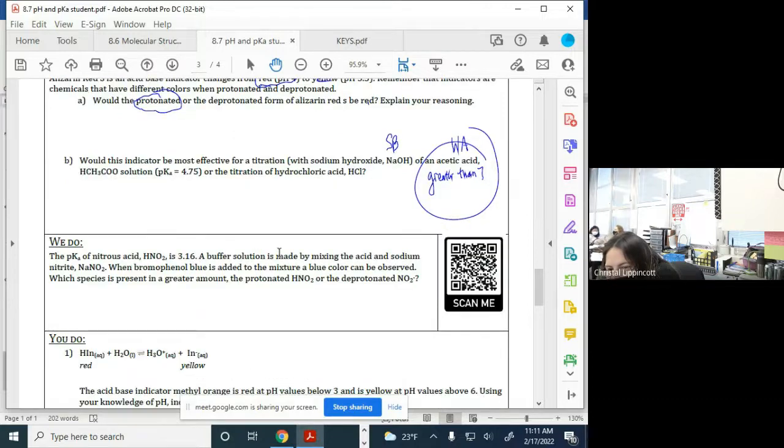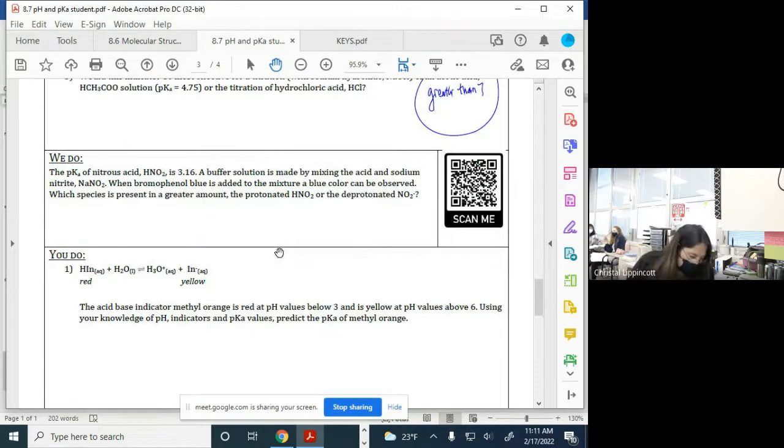All right. So here we have a pKa of nitrous acid. It's 3.16. A buffer solution is made by mixing an acid with its nitrite. When bromophenol blue is added to the mixture, a blue color is observed. Which species is present in a greater amount, the protonated or the deprotonated?